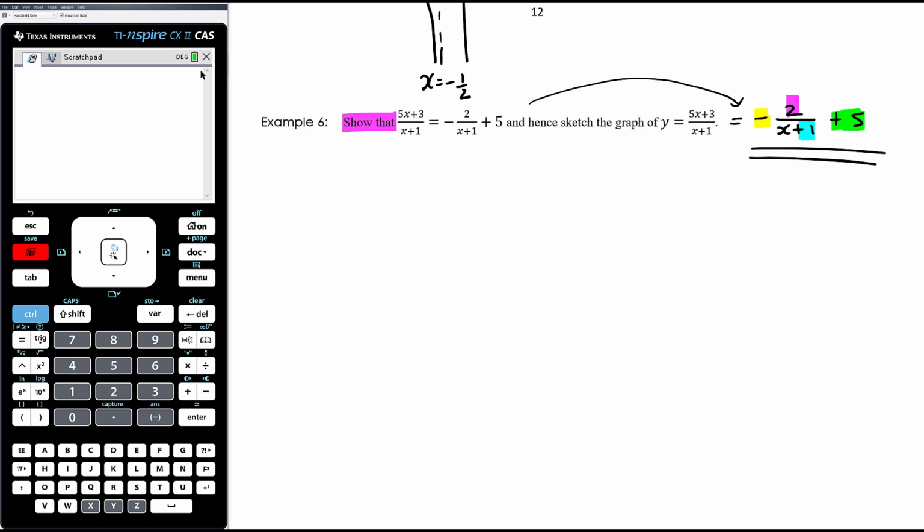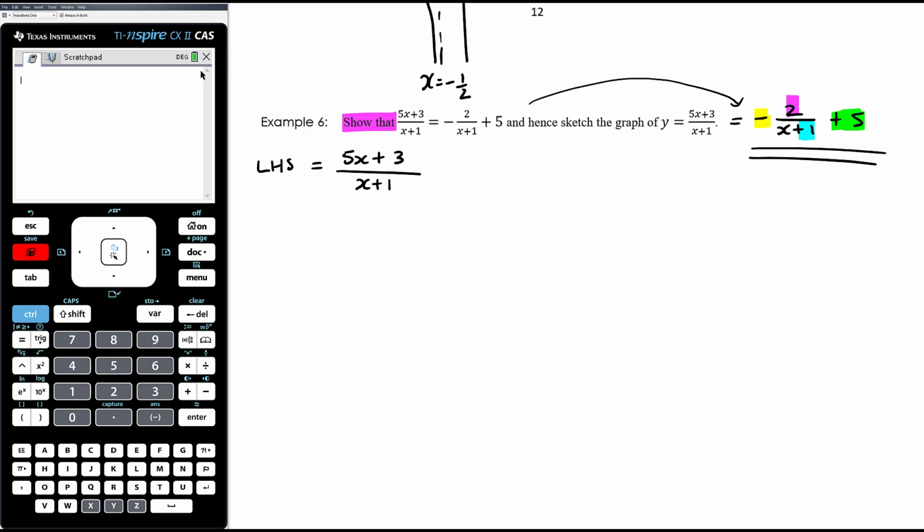You don't meet them halfway, okay? You don't play around with the left and play around with the right and try and get them to both equal the same thing at some point. So I'm going to start with the left-hand side. I'll have a look at how you would do it the other way. The left-hand side is 5x plus 3 over x plus 1.